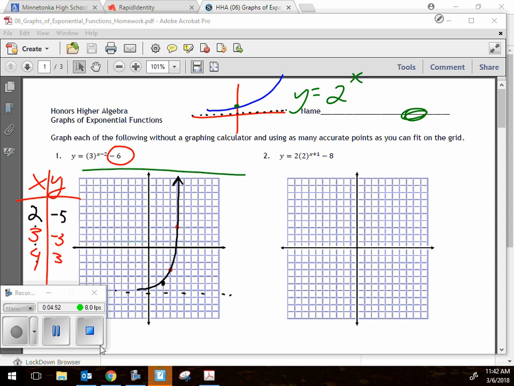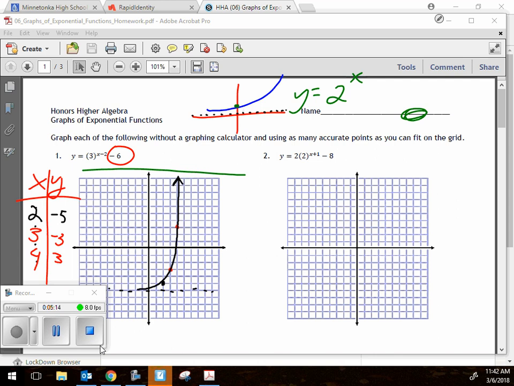So that would be another smart thing to include in your graph: the asymptote at negative 6. 1, 2, 3, 4, 5. I was about to touch the asymptote line, and you don't want to do that. These things aren't supposed to touch their asymptote line. All right, there we go.